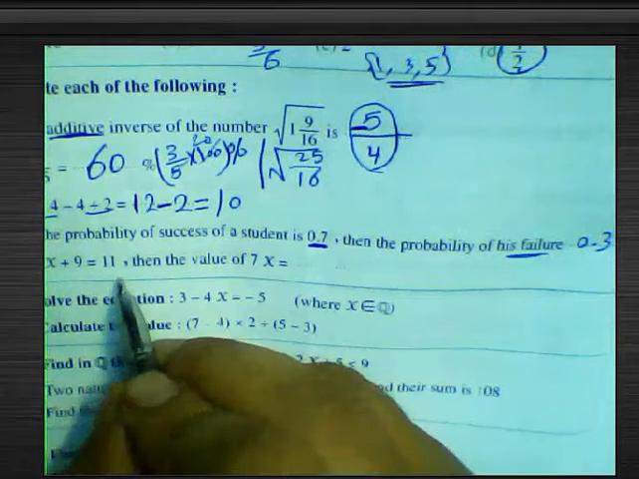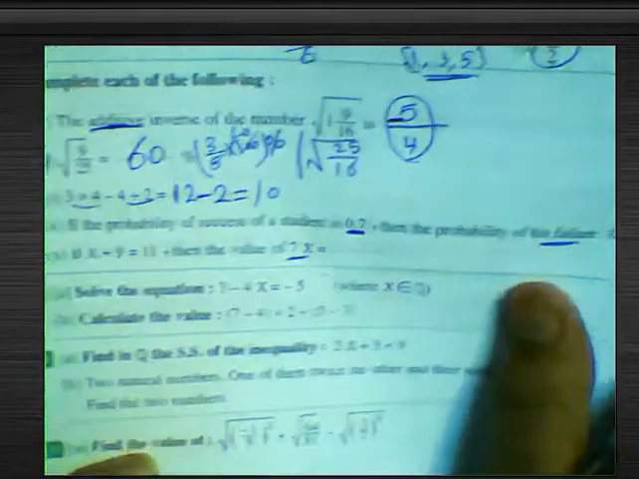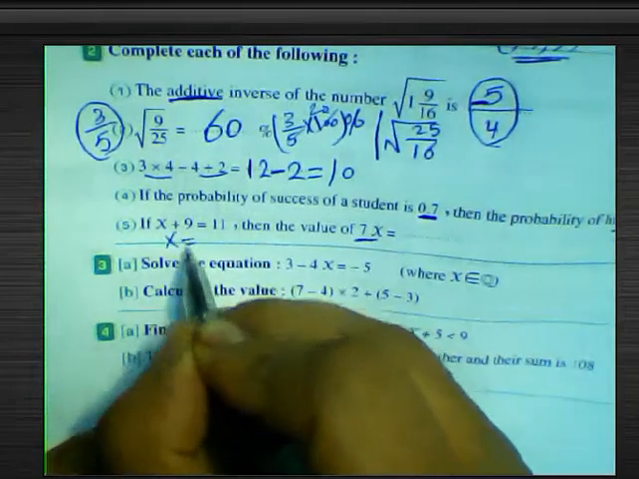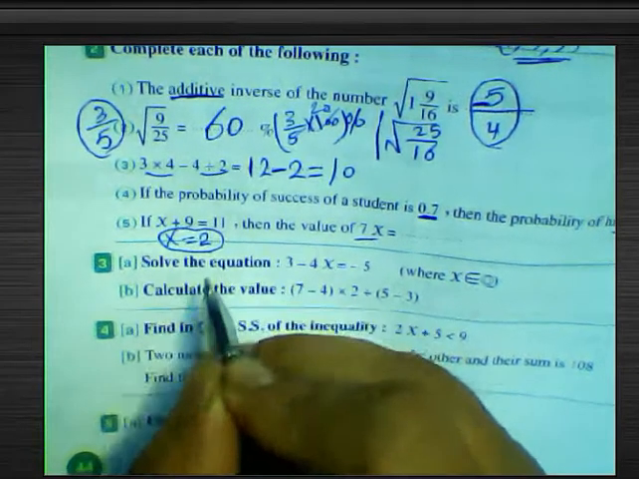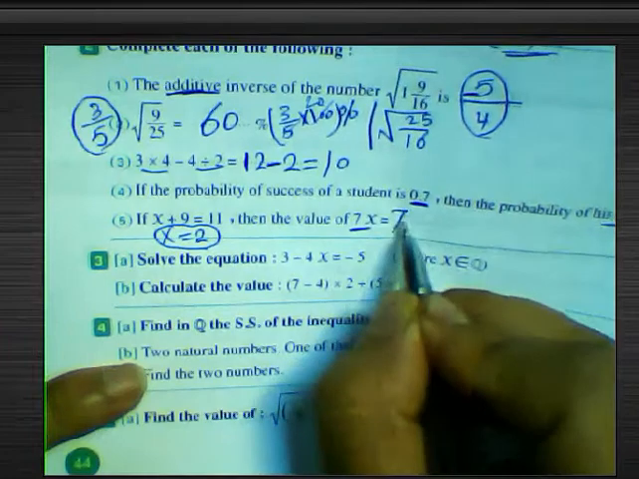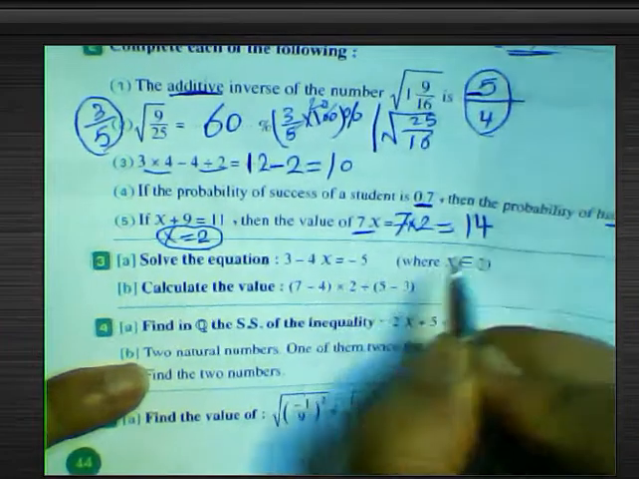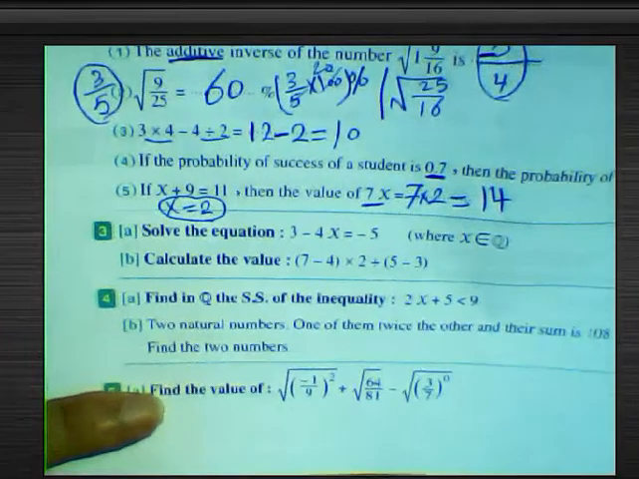If x plus 9 equals 11, then the value of 7x equals. We must find the value of x first. x equals 11 subtract 9 equals 2. So x will be 2, and the value of 7x, 7 multiplied by 2, equals what? Equals 14.